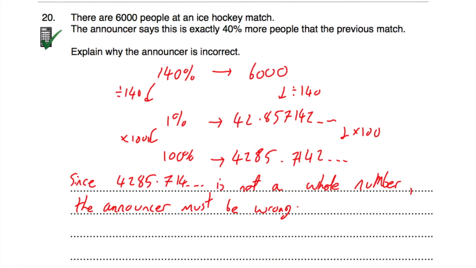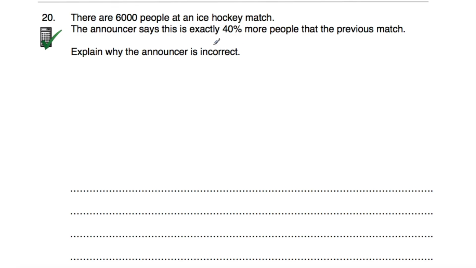Now if we were to approach this question using a multiplier, we're told there's 6,000 people at an ice hockey match, and the announcer says it's exactly 40% more than the previous match. If it's 40% more, that's 140%, or as a multiplier, 1.4. If you multiply something by 1.4, you increase it by 40%. So we take the 6,000 and divide that by 1.4, and that'll tell us how many people were at the last match.